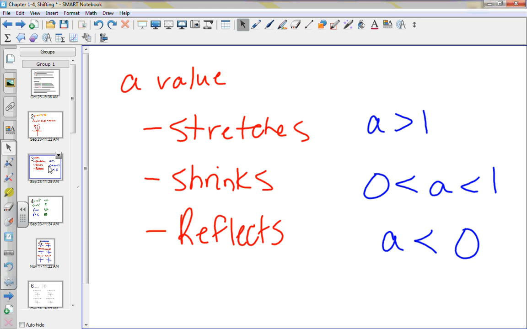Now, we have a reflect when your a value is going to be less than 0. What does that mean, it's less than 0? It means negative. Do you understand that? If your a value is negative, then that means it's going to be flipped over the x-axis. Do we understand what I just said, yay or nay?